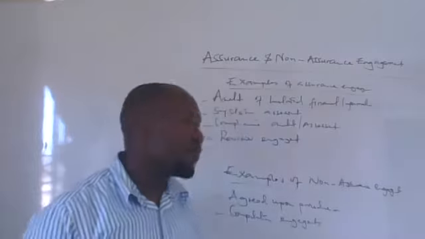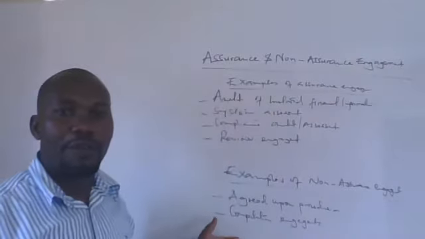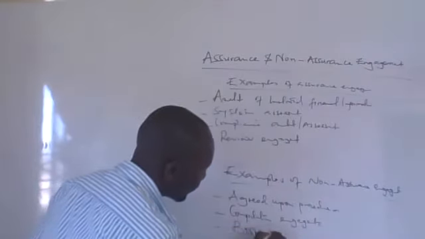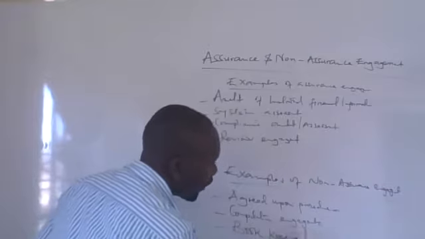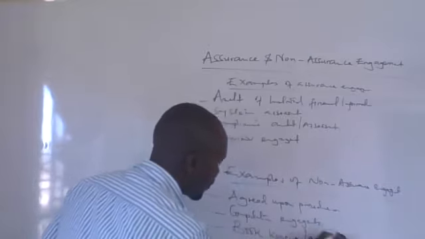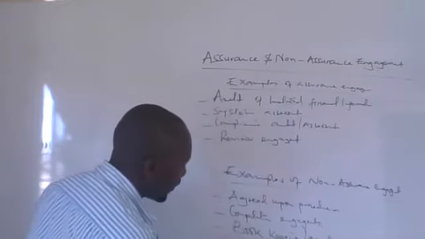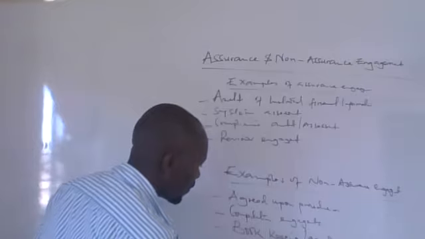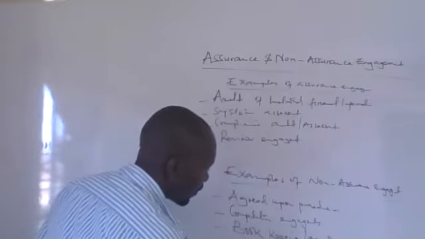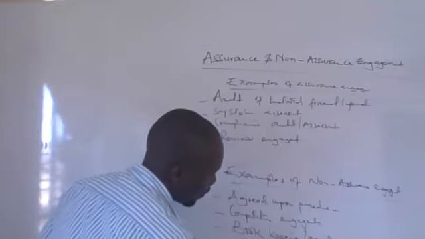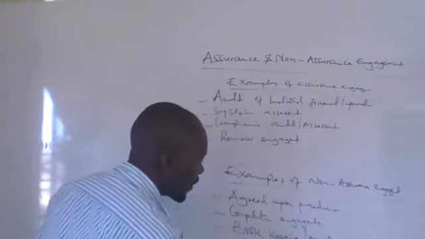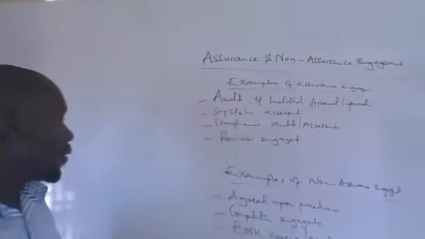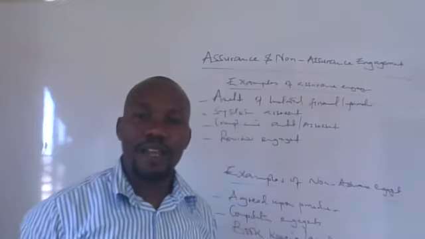We have compilation engagements or compilation report. We have agreed upon procedure. We also have bookkeeping, which you can call accounting. Then we have tax return services. Yeah. So those are examples where you don't need to give any kind of conclusion.